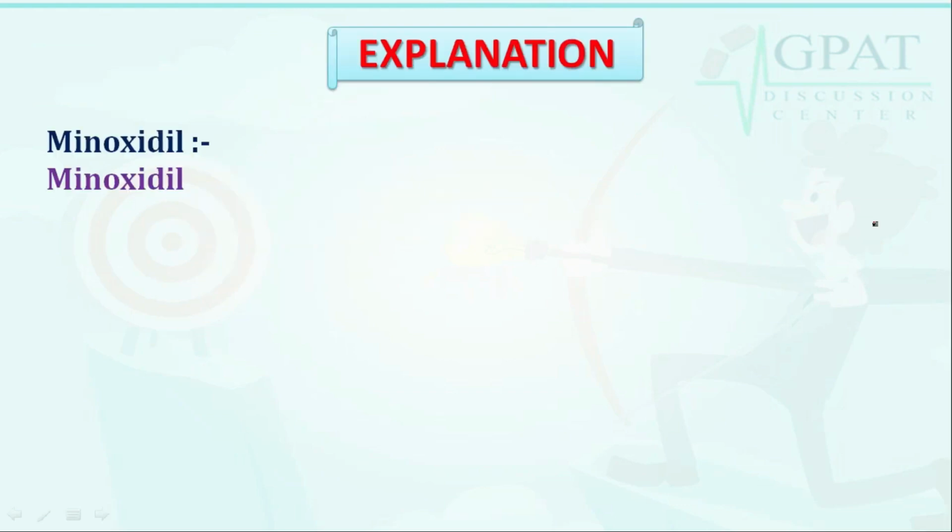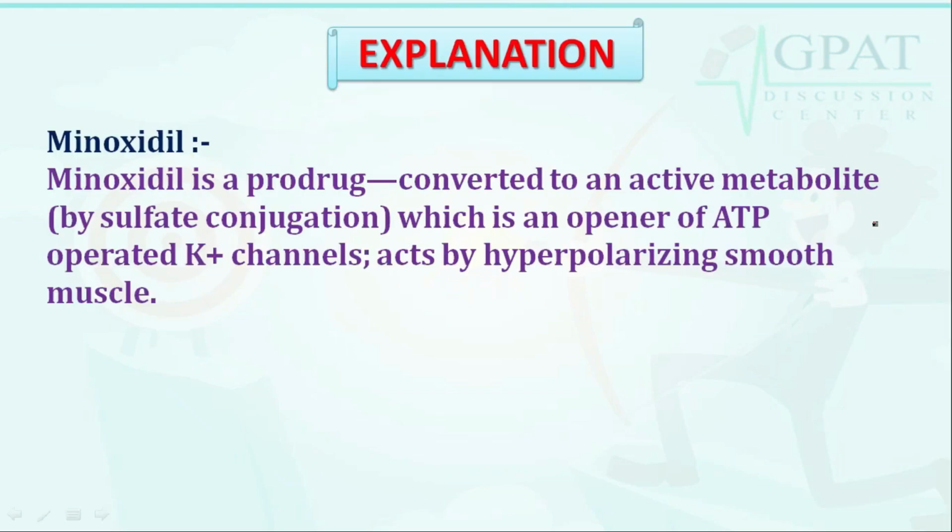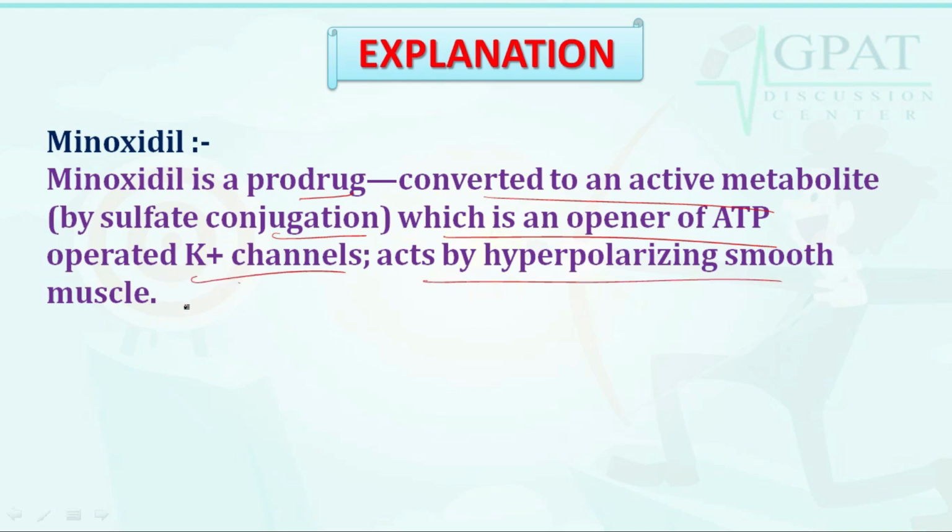So we have the explanation on this: minoxidil is a prodrug converted to an active metabolite by sulfate conjugation, which is an opener of the ATP potassium channel and acts by hyperpolarizing smooth muscle. So students, this is all about this video.